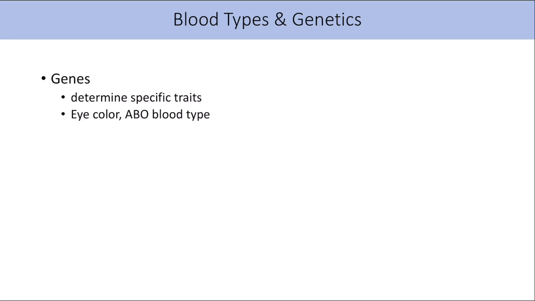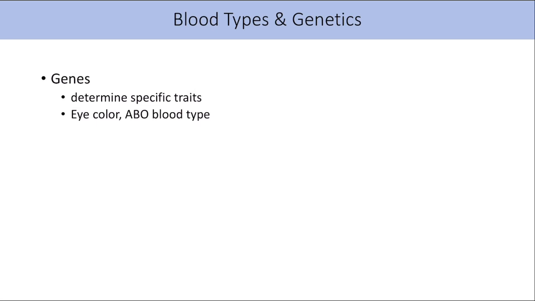So genes, you should already know a gene is a portion of DNA that codes for a specific protein. Okay, so again, a gene is a portion of DNA that codes for a specific protein. Or you can also say a gene is a portion of DNA that determines specific traits. And those specific traits are determined by proteins.